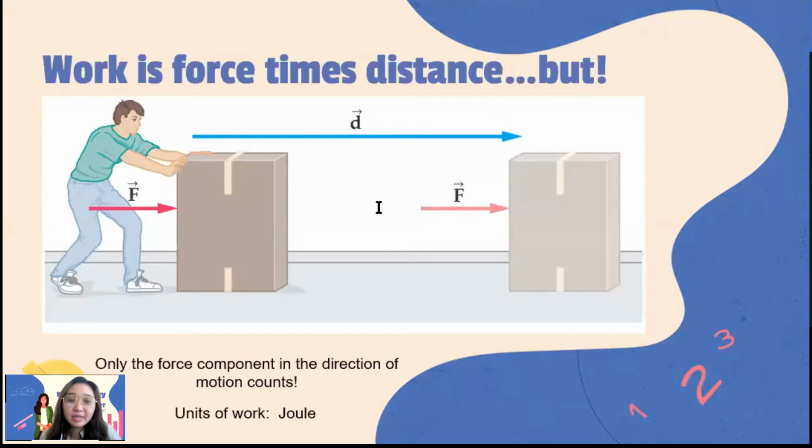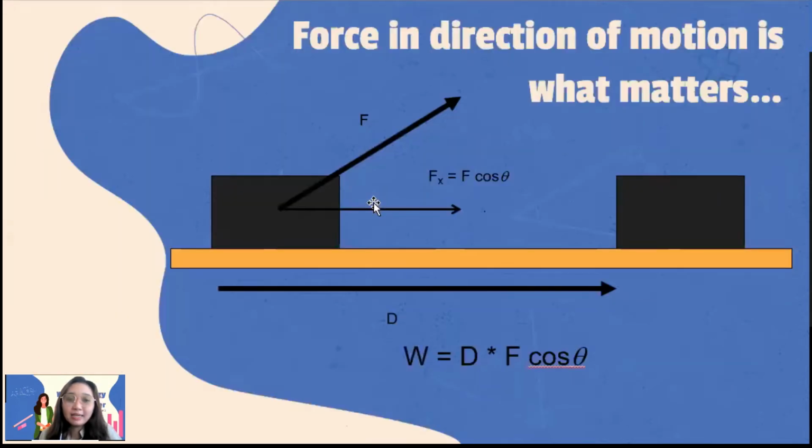So, work is force times distance, but may kailangan tayong consider sa work: force in direction of motion is what matters. So, yung direction ng force as well as the motion is what matters. Bakit nagmamatter yung force and saka yung direction ng motion? Kasi may iba't ibang tayong values ng work. Ang work, pwede po siyang positive, pwedeng negative, pwede rin po tayong magkaroon ng zero work or walang work done. So, kailan po yun nangyayari?